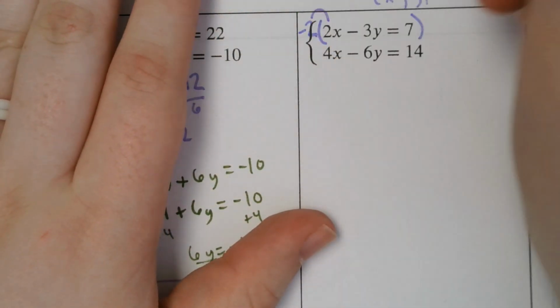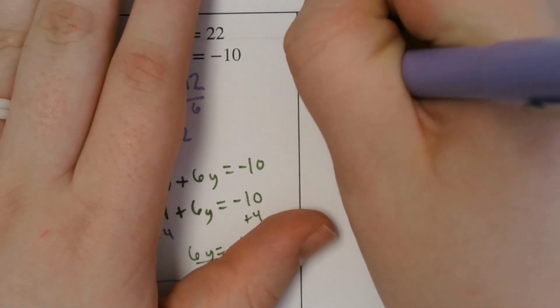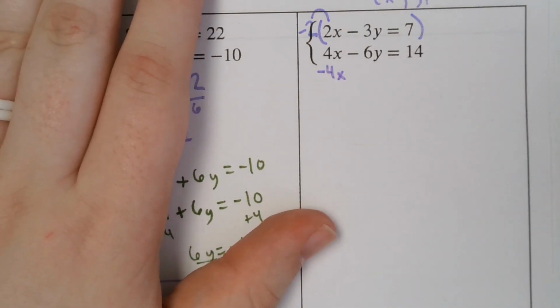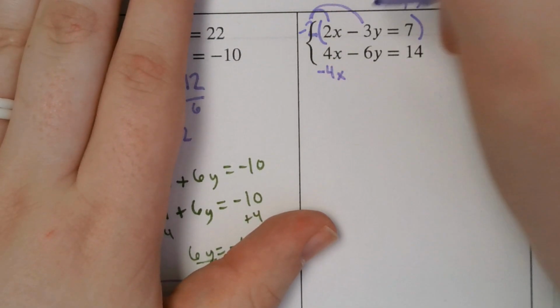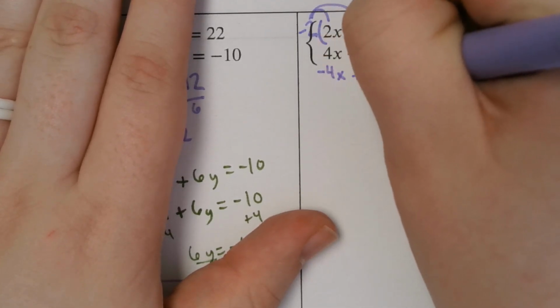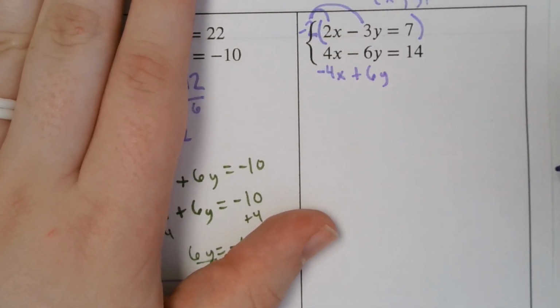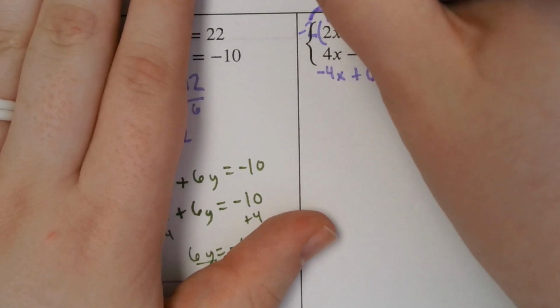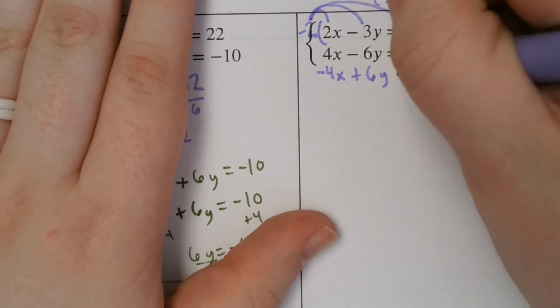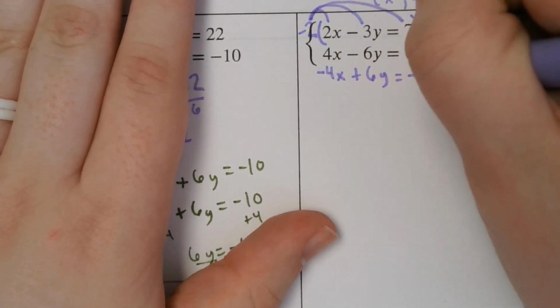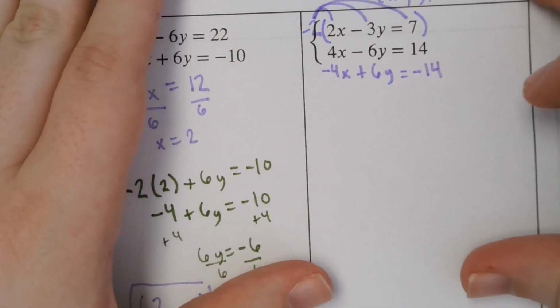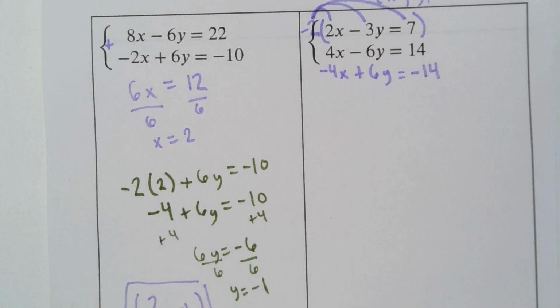So negative 2 times 2x would be negative 4x. Negative 2 times negative 3 would be positive 6y. And negative 2 times 7 would be negative 14. Okay?